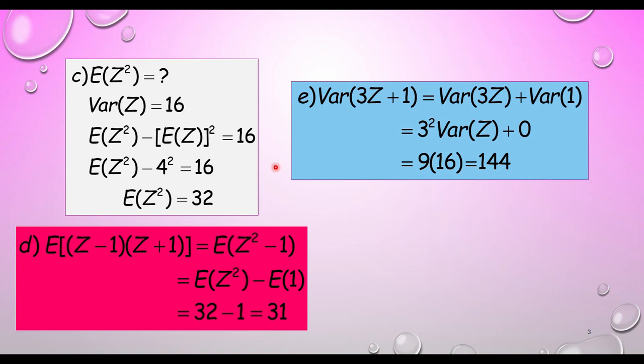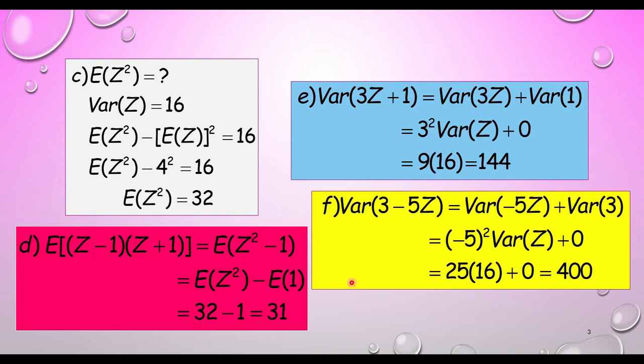E. What is the variance for 3Z plus 1? By using properties, we can write it as variance 3Z plus variance 1. Then we bring out 3 here and we square it. So we get 3 squared multiplied with variance Z plus variance 1, which equals 0. So 9 times 16 and the answer is 144.